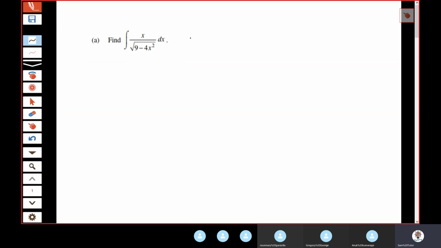This one here looks like a u sub. I would have chosen u squared instead of just u. So u squared equals 9 take away 4x squared. 2u du equals negative 8x dx. There's your x dx. Divide by negative 8. You will get negative u du on 4 is equal to x dx.